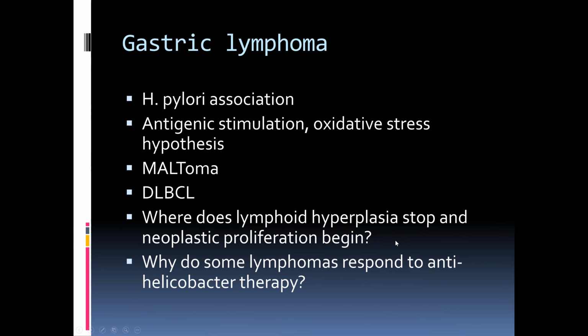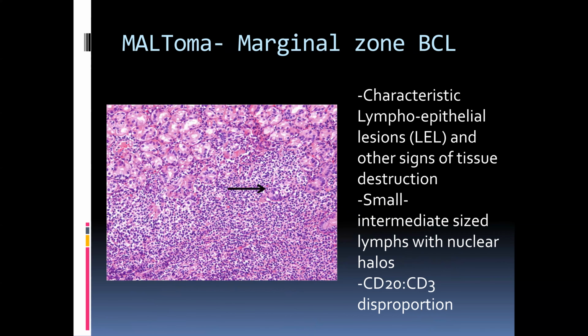There are some perplexing questions, and that is kind of where do we draw the line for lymphoid hyperplasia? Where does it become lymphoma? And why and which of these lesions will respond to anti-helicobacter therapy and which will not? I think these are interesting questions about the very nature of neoplasia themselves, but certainly have to do with our diagnostic acumen. So MALToma is a marginal zone B-cell lymphoma that has very characteristic lymphoepithelial lesions and will show other signs of tissue destruction.